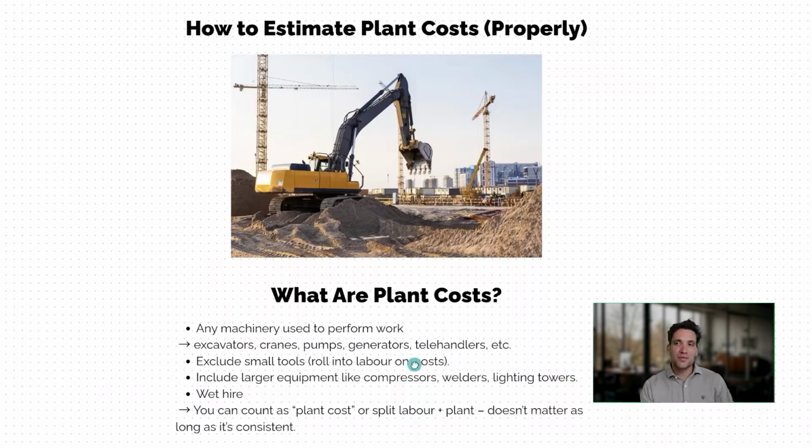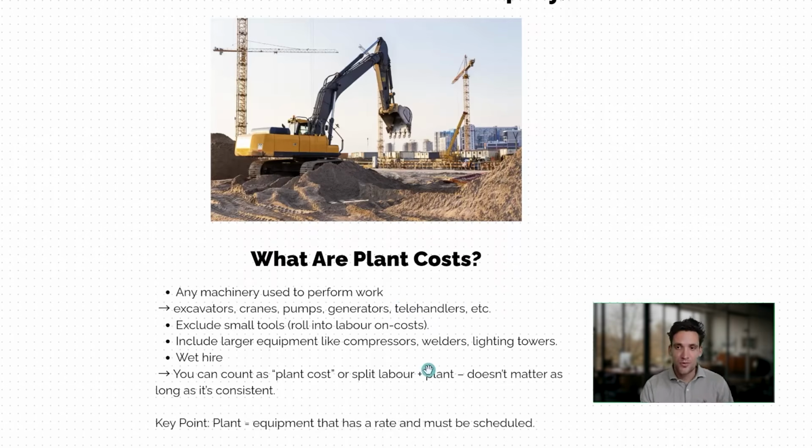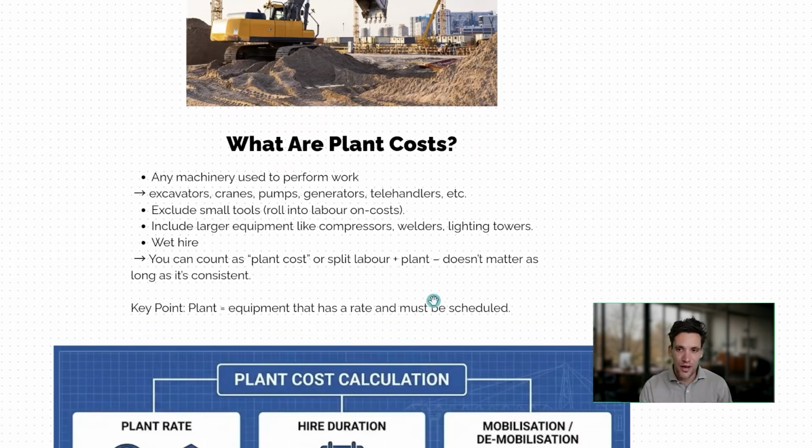Okay, so how do we estimate plant costs the right way? Well, first let's start by actually defining plant costs. Plant is basically any machinery used to perform work. Excavators, cranes, pumps, generators, telehandlers, whatever. I would exclude small tools from this, and I would always calculate small tools and consumable items like drills, whatever, and I would roll those into labor on costs and just allow for some budget per project for small tools. This is more about large plants and equipment.